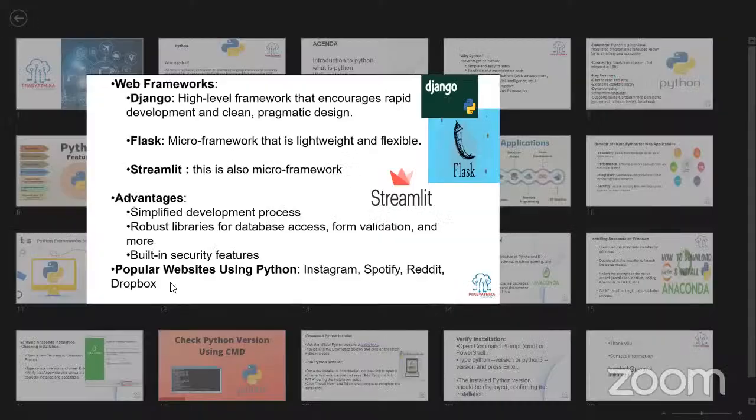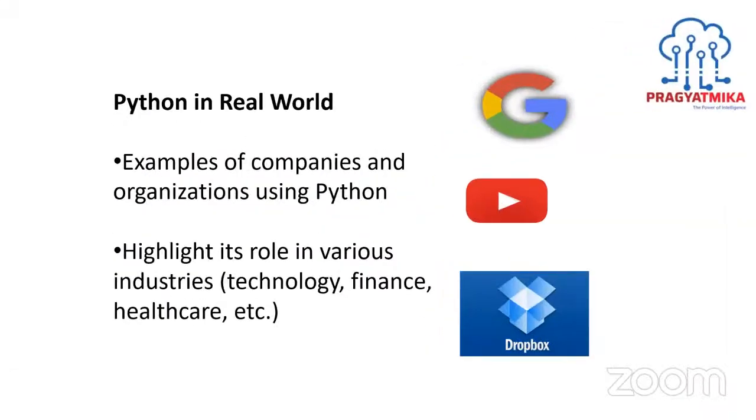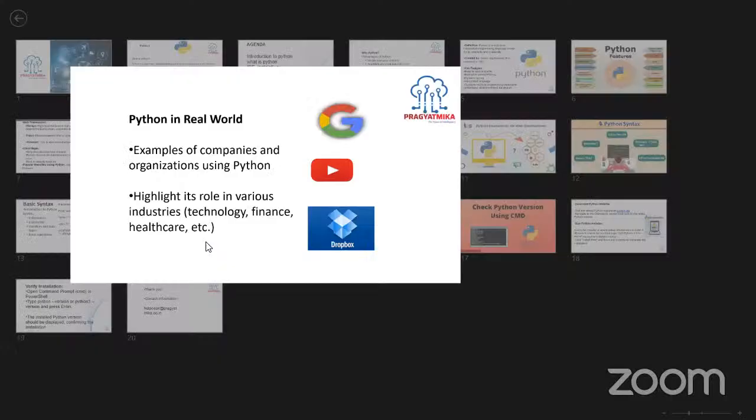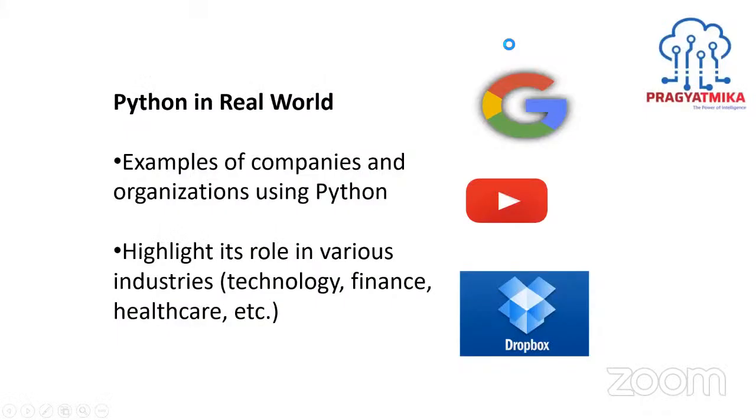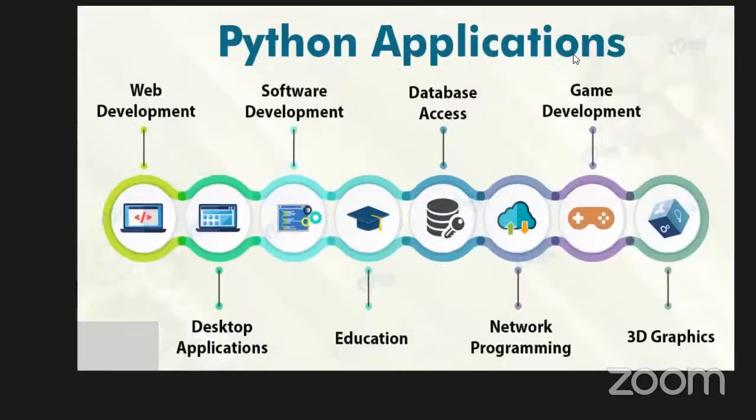Now let's move on to the next slide. As I discussed, the websites that generally use Python include Dropbox, and even Google uses Python in its backend. YouTube also.